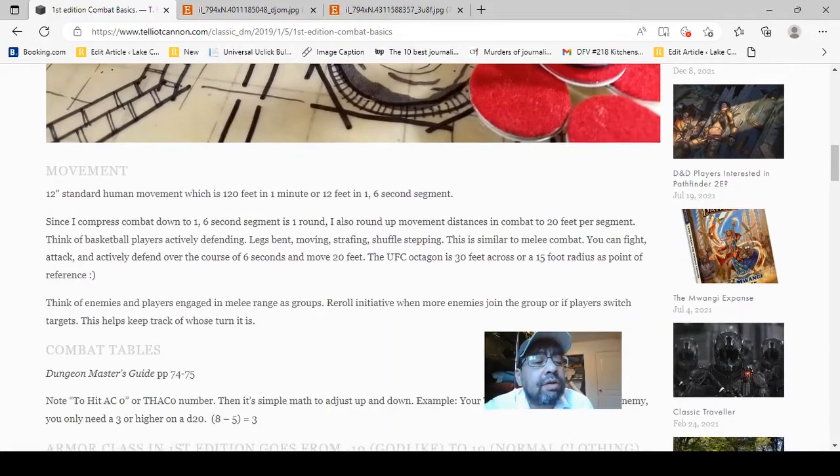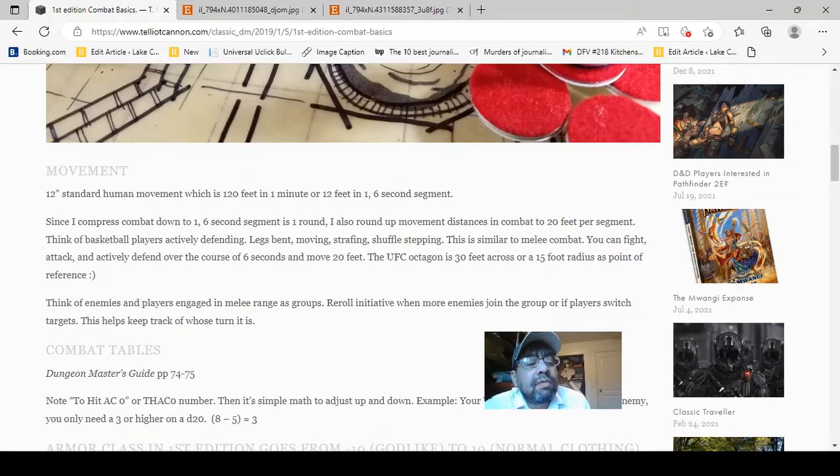So this author talks about how he compresses combat down to one 6-second segment for one round, and he also rounds up movement distances in combat to 20 feet per segment. He said this is a good analogy. He says think of basketball players actively defending. Legs are bent, moving, strafing, shuffle stepping. This is similar to melee combat. You can fight, attack, and actively defend over the course of 6 seconds and move 20 feet. And the UFC octagon is 30 feet across, or a 15-foot radius, as a point of reference.